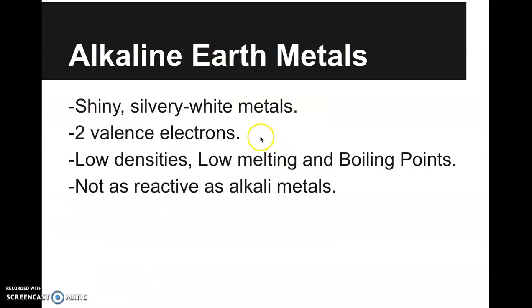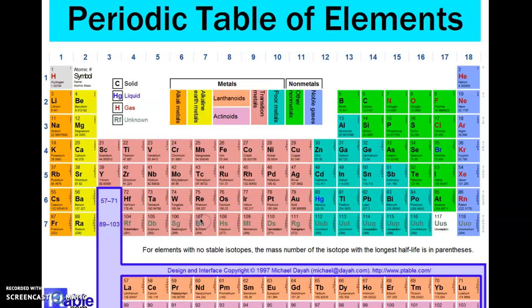Alkaline earth metals: shiny silvery white metals, 2 valence electrons, low densities, low melting and boiling points. A little bit different than the alkali metals because they're not as reactive. The alkaline earth metals, again, are right here, beryllium on down, the whole group.